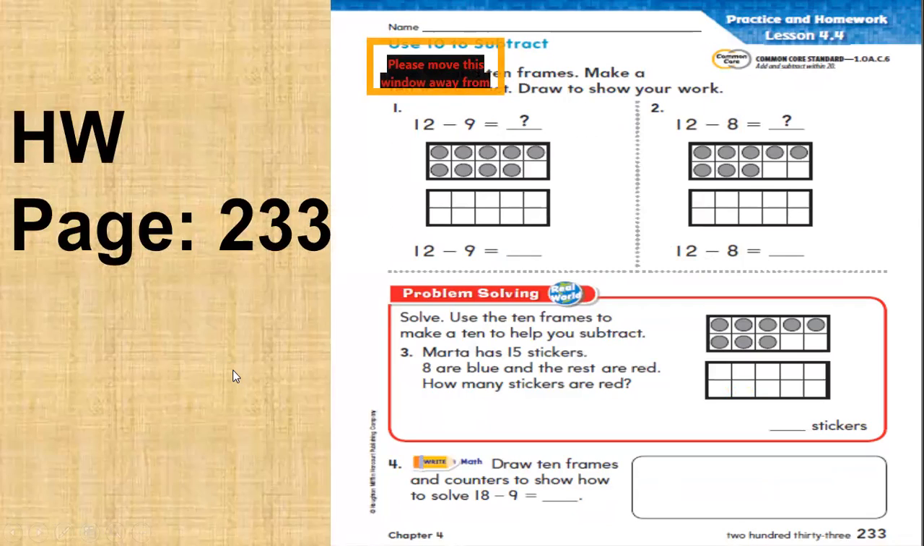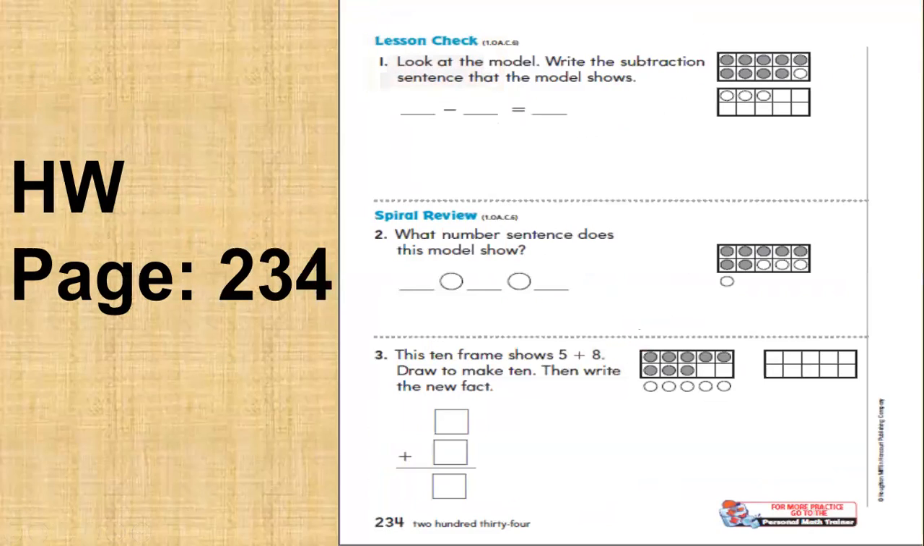Open page 233. Here you are going to solve question number 1, question number 2, question number 3 and question number 4. So you're going to solve all of it. 1, 2, 3 and 4. And also the next page. Page 234, you're going to solve question number 1, 2 and 3. So this is your homework from page 233 and 234. You're going to solve all the questions.